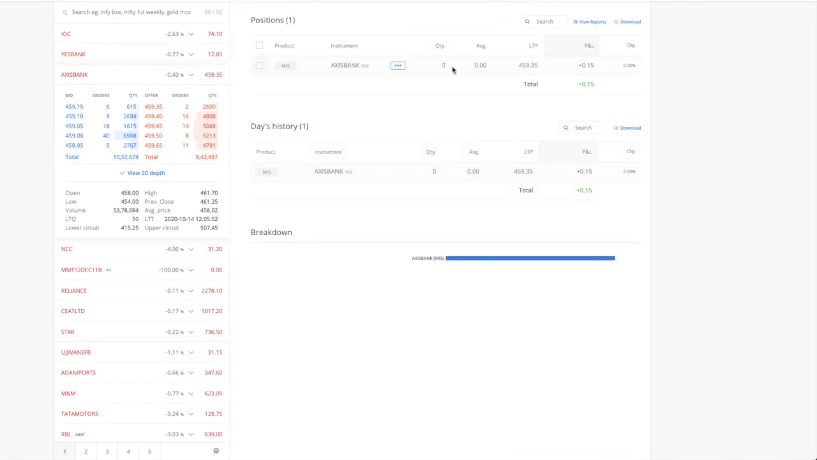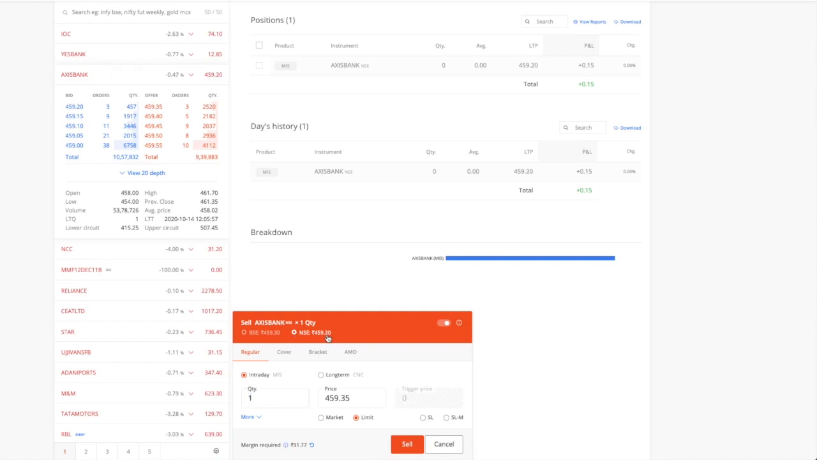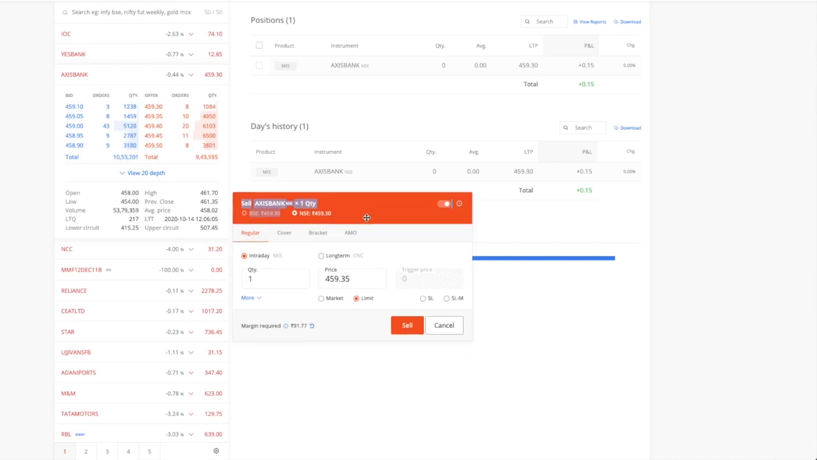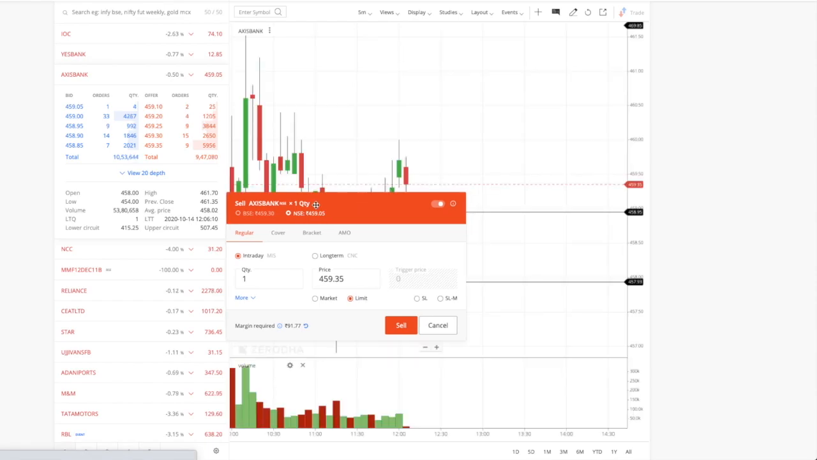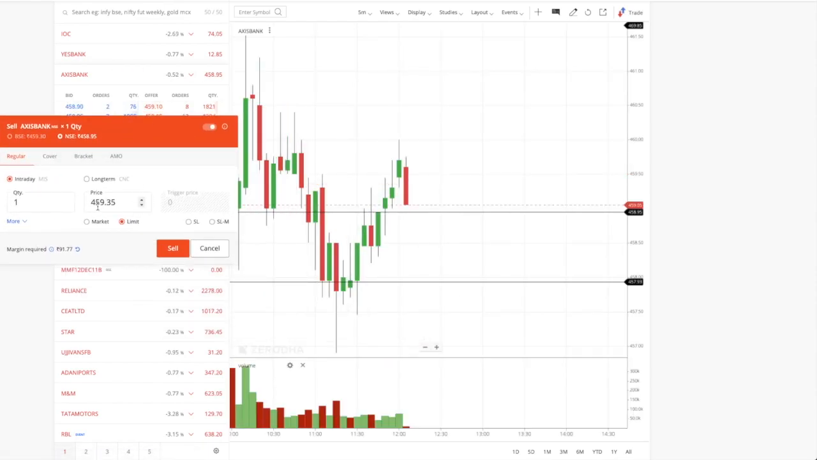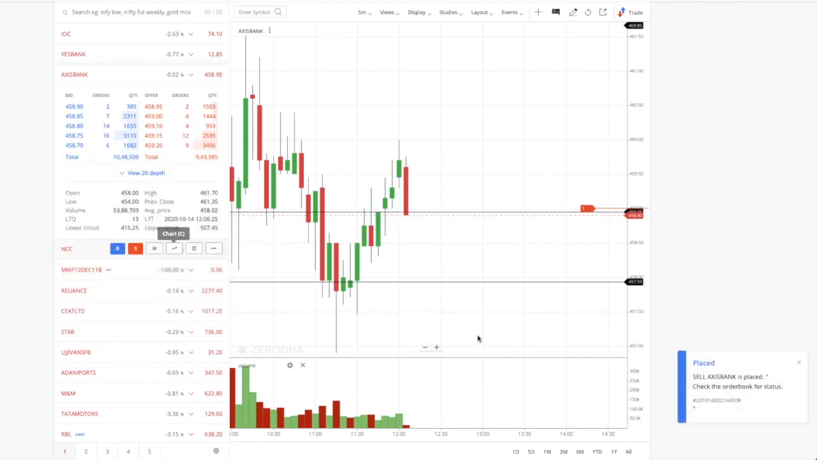So now I don't have any holdings of Axis Bank, nor do I have any positions in Axis Bank. All I want to do is sell some shares of Axis Bank, and buy it back once the price has actually dropped down. So I'll just take out the chart once again. This is the chart of Axis Bank. I just want to sell it off. Let's say I want to sell it off using a limit order at 459. Then once the price drops, I want to buy it back. Let's see this. I sell Axis Bank. I have placed a limit order to sell it off.